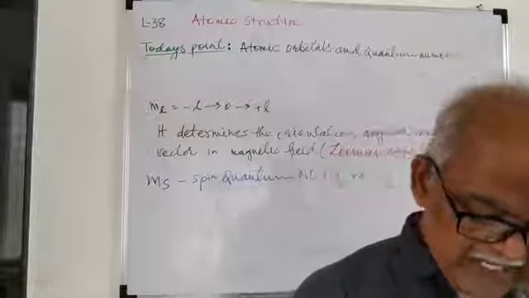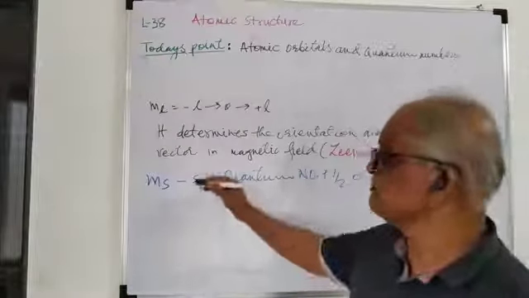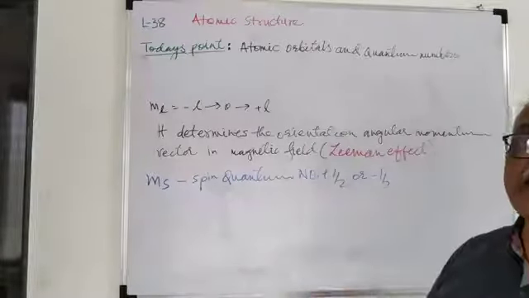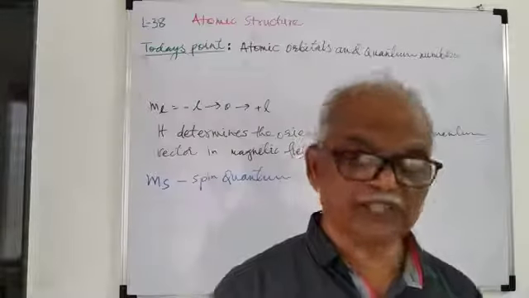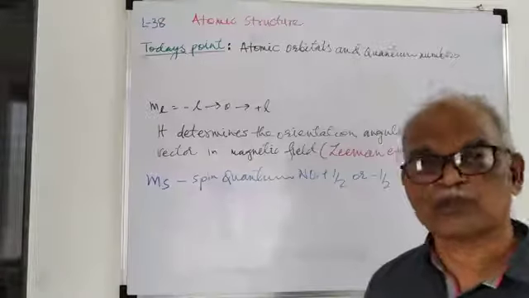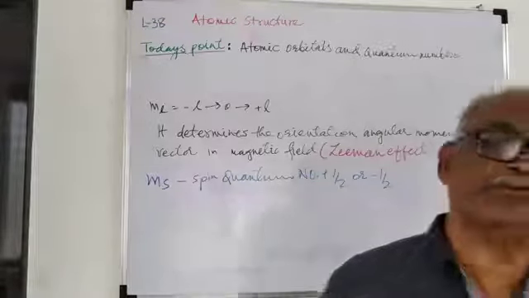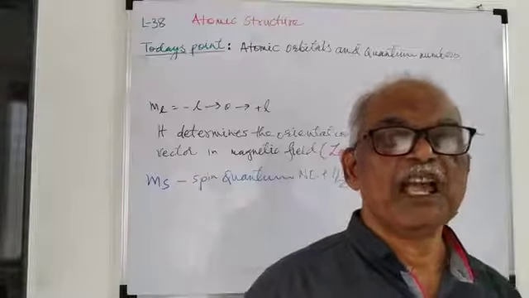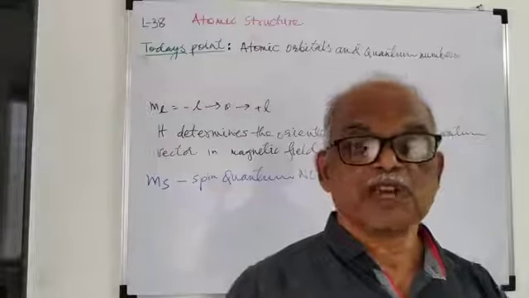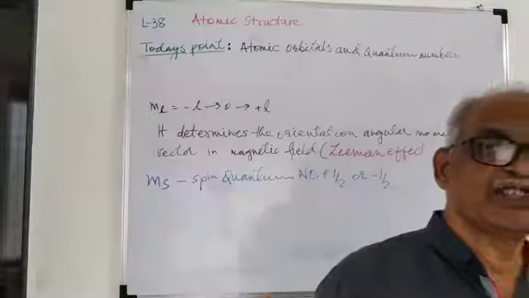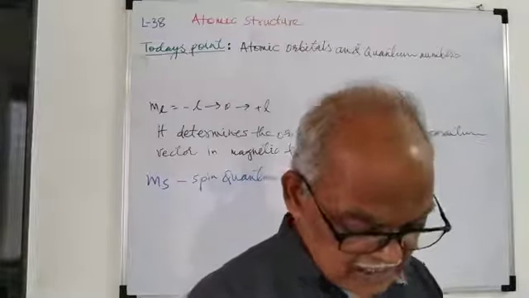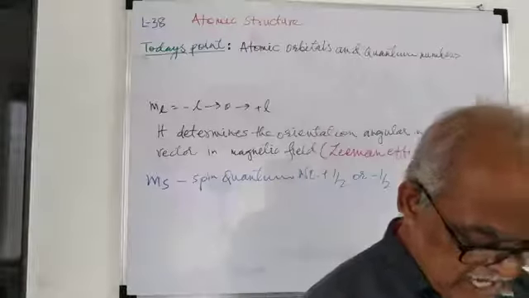In the absence of a magnetic field, we find that the energies of all the 3d orbitals are the same, and the energies of all the p orbitals are also the same. The applied magnetic field helps us to distinguish, or to give the difference in energies of, these various atomic orbitals, that is the 3d orbitals and the p orbitals present in the atom.